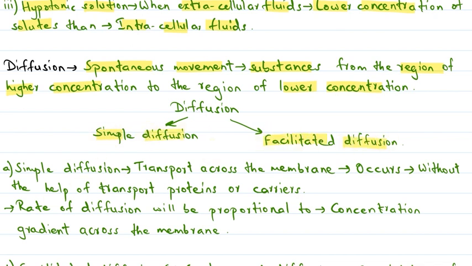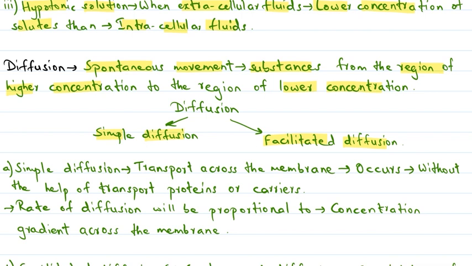Diffusion plays an important role in the gaseous exchange between the cells and their environment. When the concentration of carbon dioxide is higher inside the cell than in the external environment, the carbon dioxide will move out of the cell by diffusion. On the other hand, oxygen enters the cell by diffusion when its concentration inside the cell is less than that of the external environment.